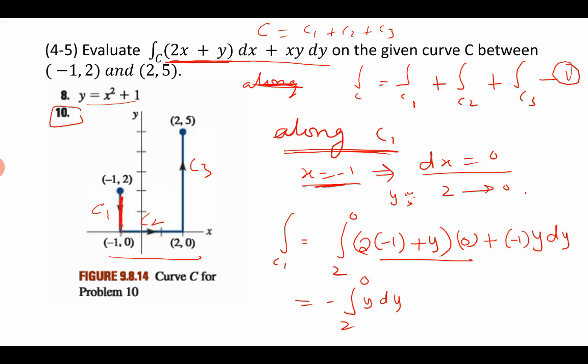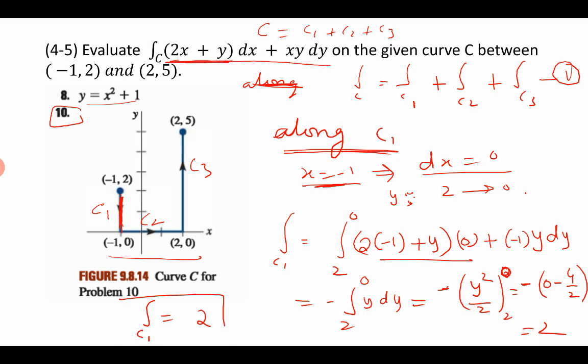What is the answer? So the answer is negative y square over 2 from 2 to 0, minus, outside, 0 minus 4 over 2. The answer is 2. So along C1, remember this answer is 2. Now we have to find along C2 and along C3. 2 more curves, we will add them at the end, right?